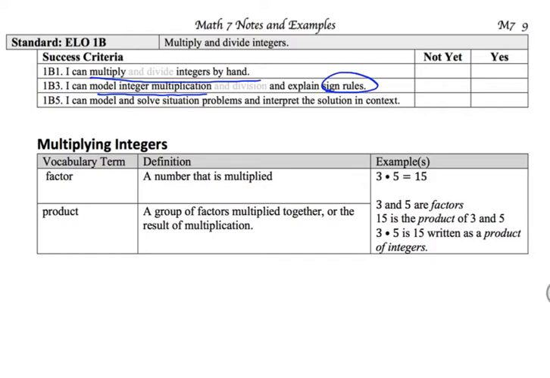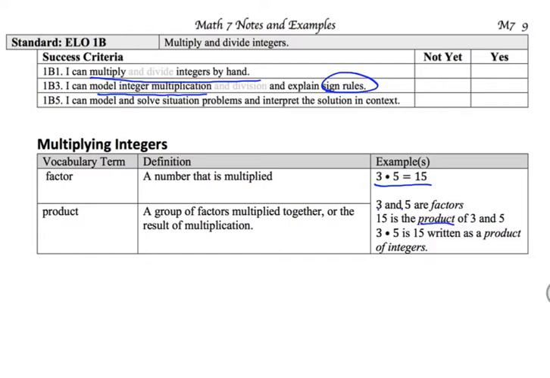So a couple of vocabulary words. First, factor. A factor is a number that is multiplied, and a product is a group of factors multiplied together or the result of multiplication. So the example here, 3 times 5 is 15. Okay, that is true. 3 and 5 are the factors.